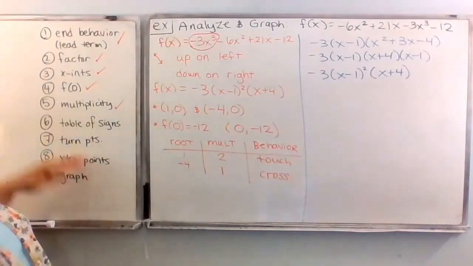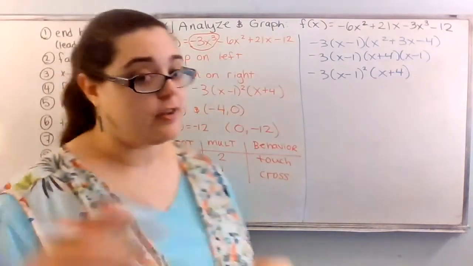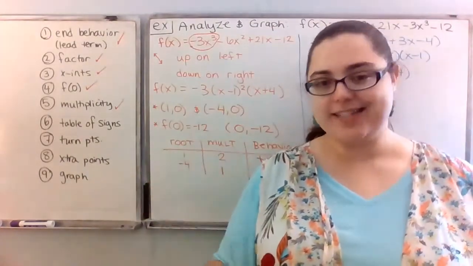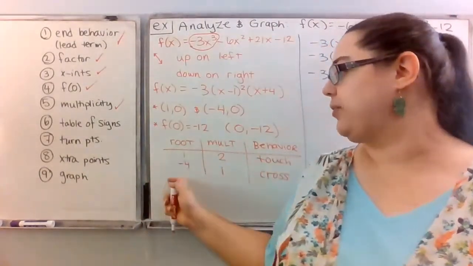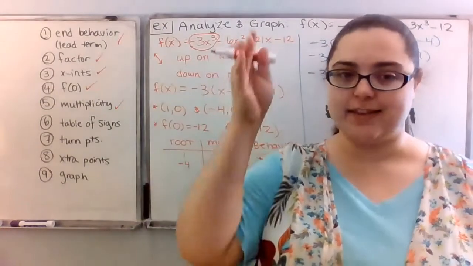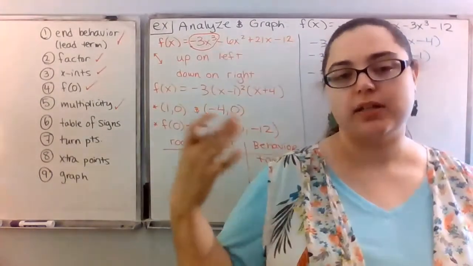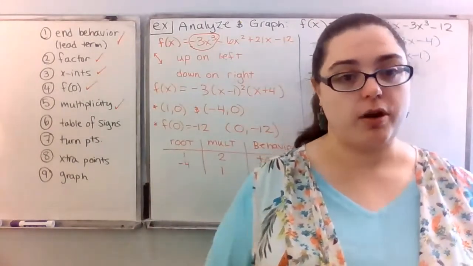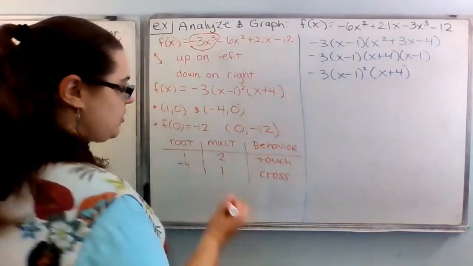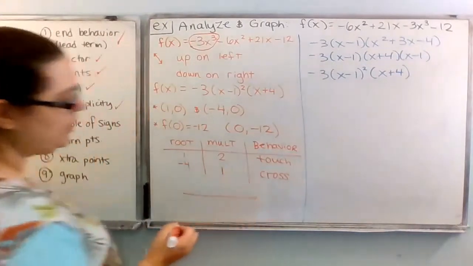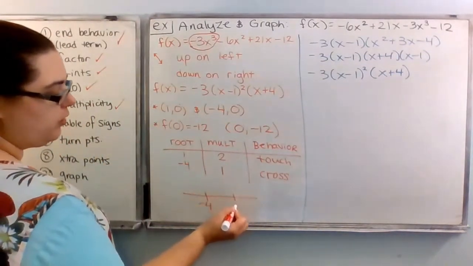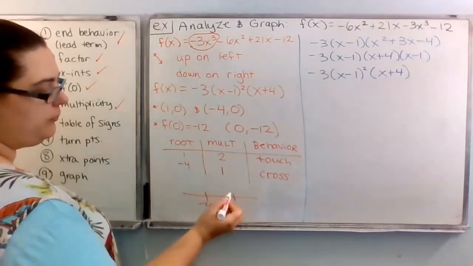Okay, next we're going to find our table of signs. Now this is something we haven't done yet together as a class. So to make the table of signs, I'm going to use my roots or my x-intercepts as the splitting up points, because the x-intercepts are the places where my function might turn around or might cross the x-axis. So I'm going to make a little number line, put them in order. So negative 4 and 1, right? So you want it like a number line.